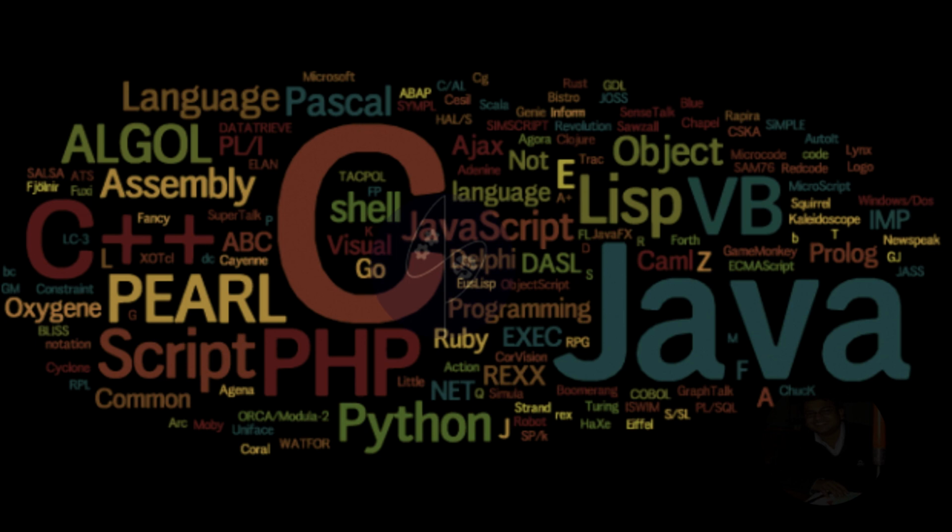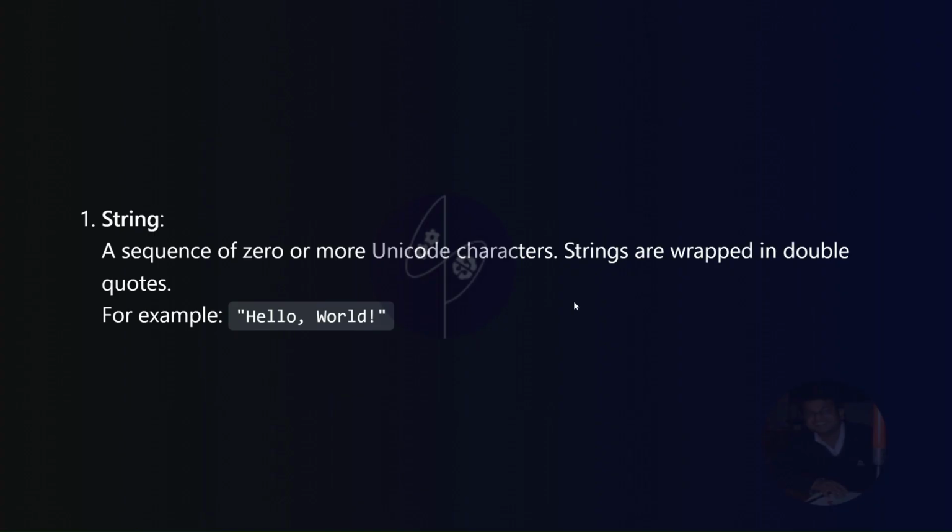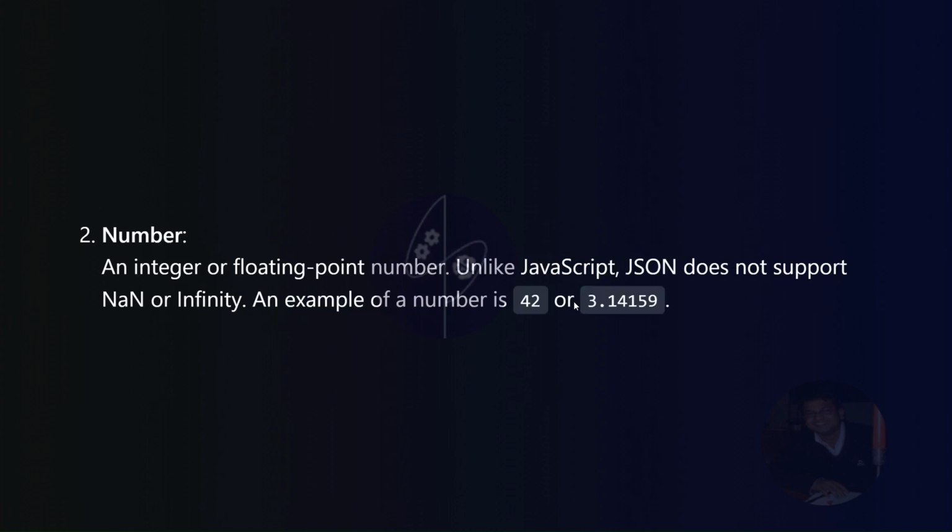JSON supports the different data types. Let's look into one by one. First, we will look into string, a sequence of 0 or more Unicode characters. Strings are wrapped in double quotes. For example, "hello, world". Next we have number, an integer or floating point number. Unlike JavaScript, JSON does not support NaN or infinity.